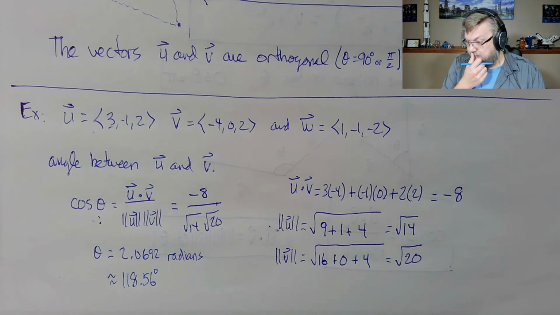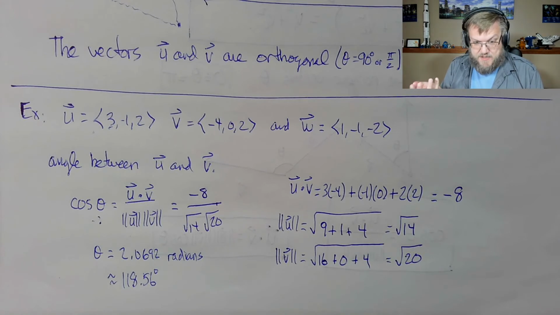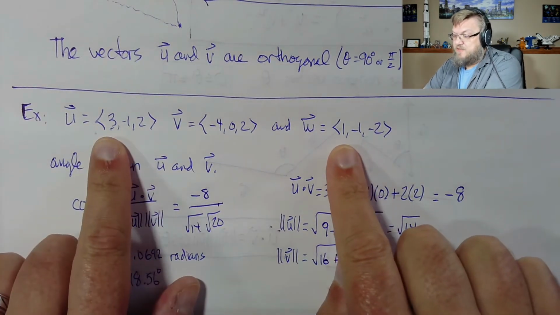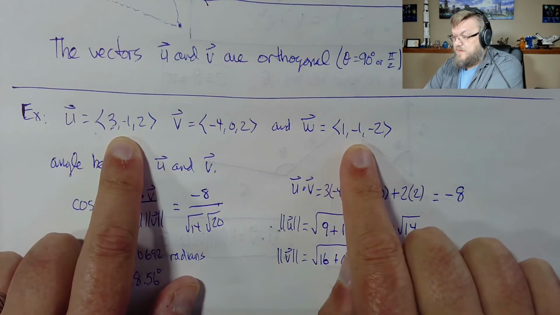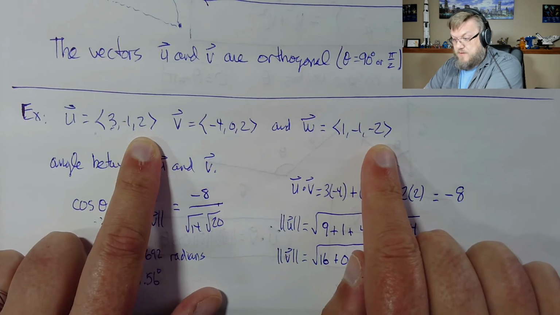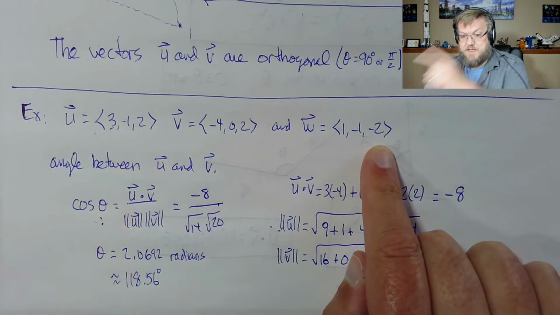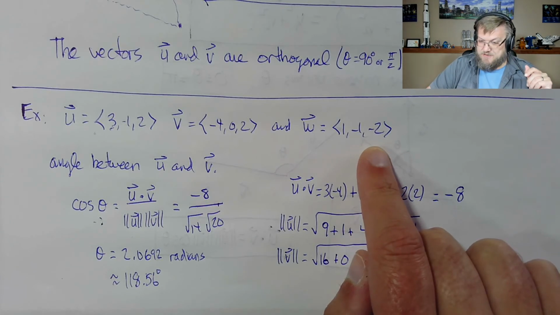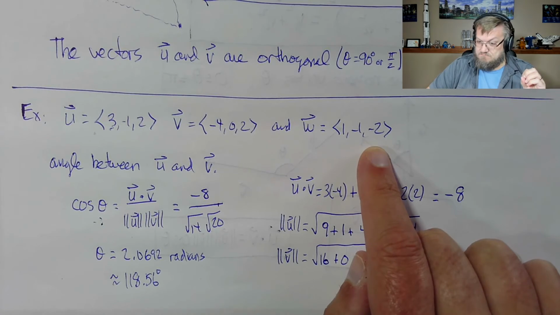Now, once you get really comfortable with your dot product, you'll be able to do those in your head. So I'm looking at this like 3 times 1, which is 3, plus 1, which is 4, minus 4. 4 minus 4 is 0. The dot product of U and W is 0. The angle between these is 90 degrees. U and W are orthogonal. Do you see how quick that was?